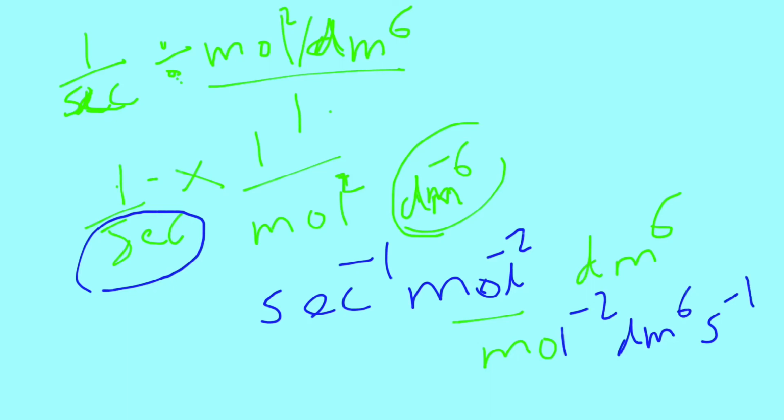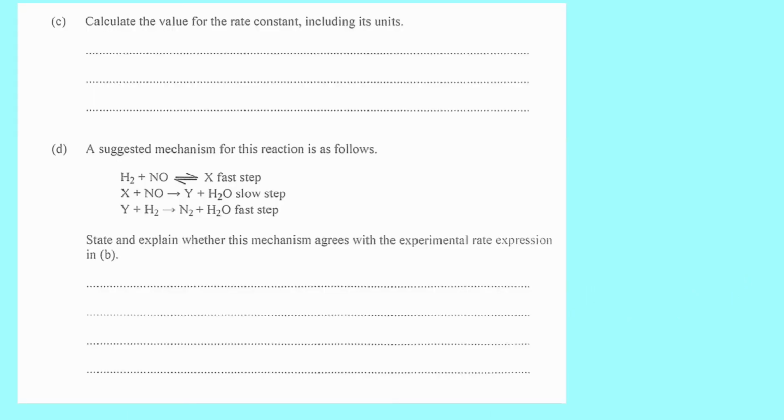So D part, let's do the D part. As you can see, they have given these steps. So intermediates are found: fast step, slow step, and then fast step. So you can see this slow step. The slowest step is always the rate determining step. So as you can see, NO is involved here. In the main equation, check here.